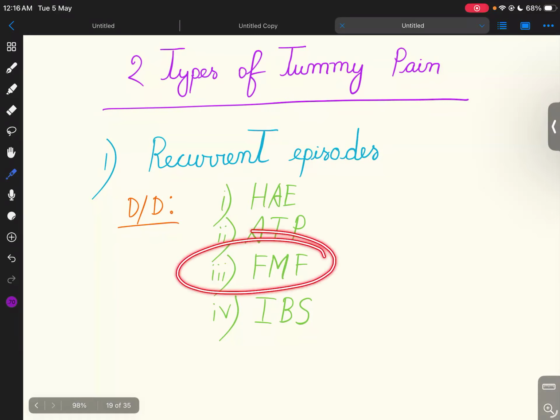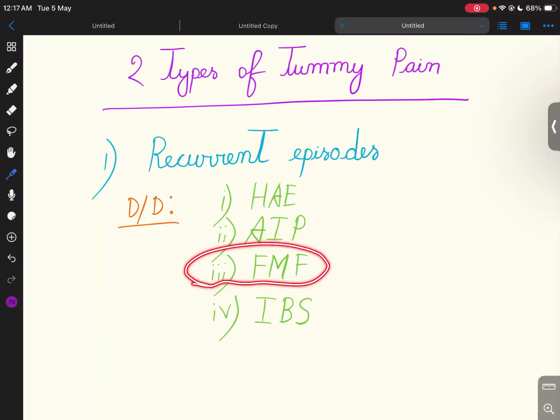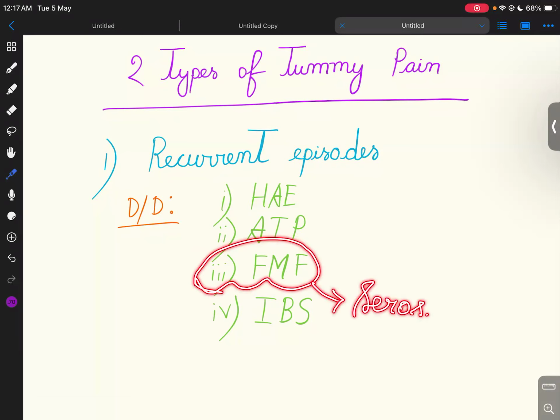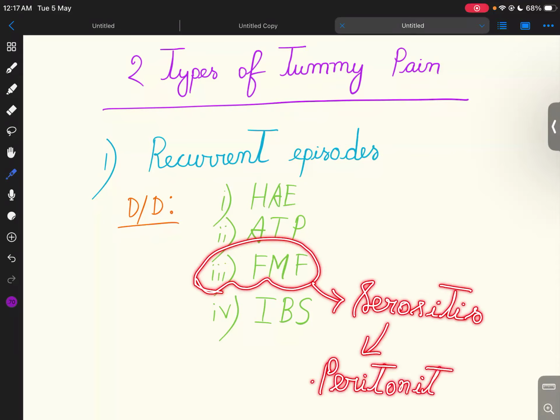Then come to familial Mediterranean fever. This case is given mostly in the Middle East center. Familial Mediterranean fever is a type of serositis. Here the patient feels pain due to peritonitis. Apart from peritonitis, it will also affect the capsule of the joint, especially the knee joint, because it is a type of serosa. So apart from tummy pain, the patient will have knee pain.